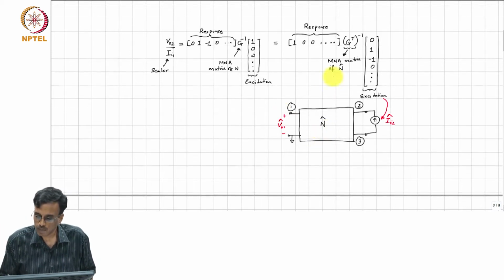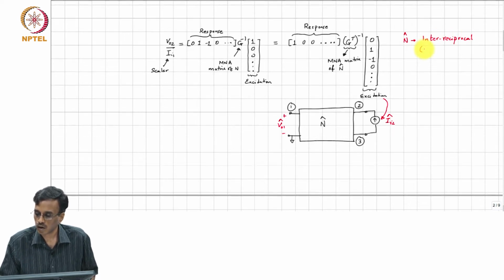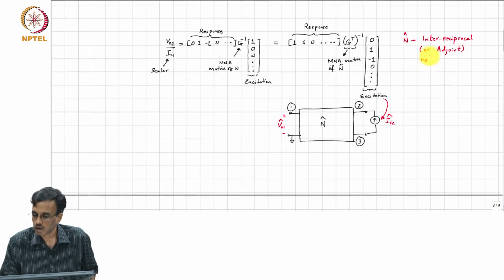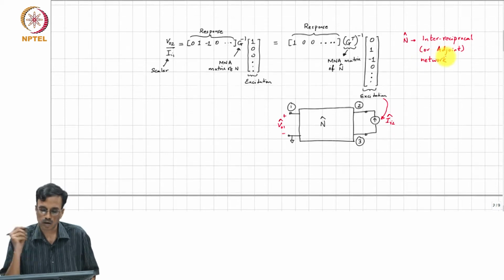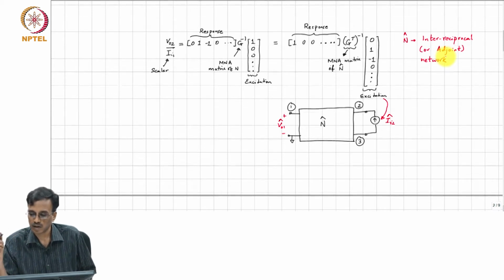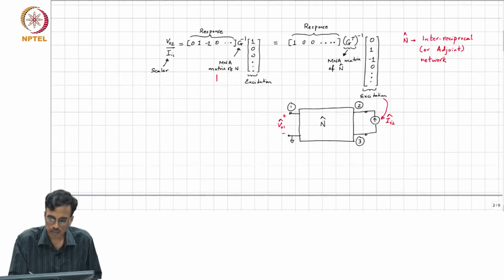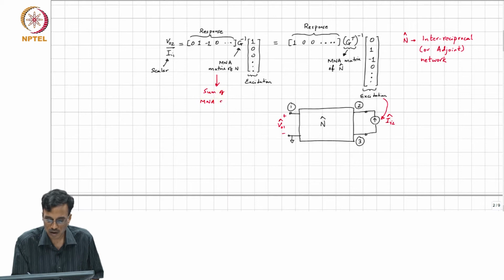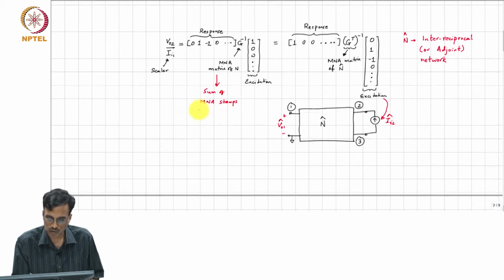Now, the key point is that N hat is the interreciprocal, also called the adjoint network. All right, and this network is formed. Remember, how do we get G? G is simply the sum of MNA stamps of the individual elements.